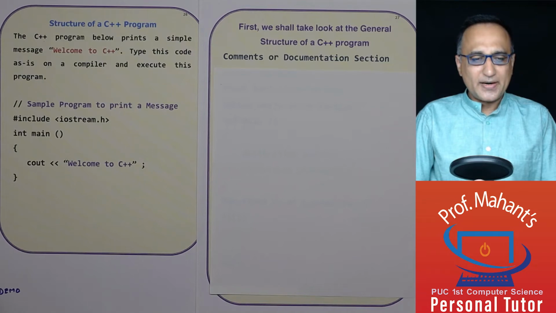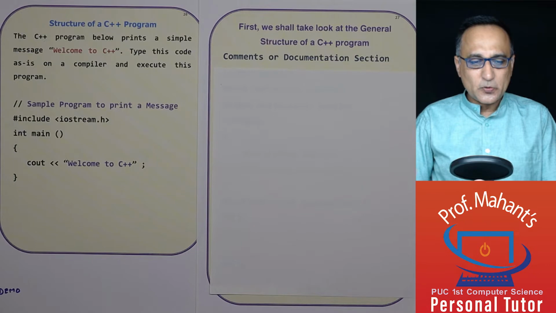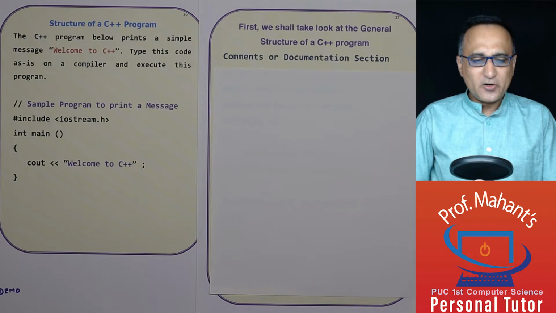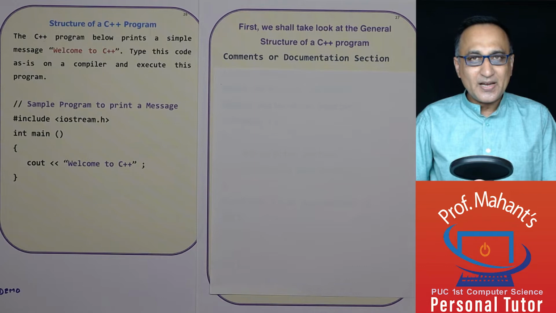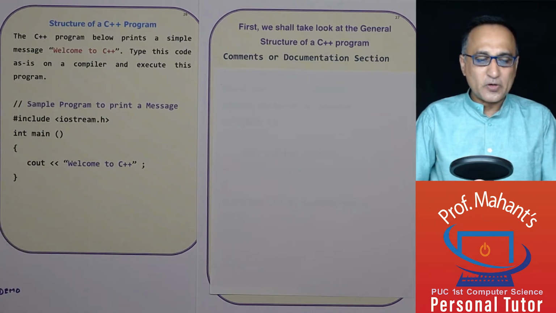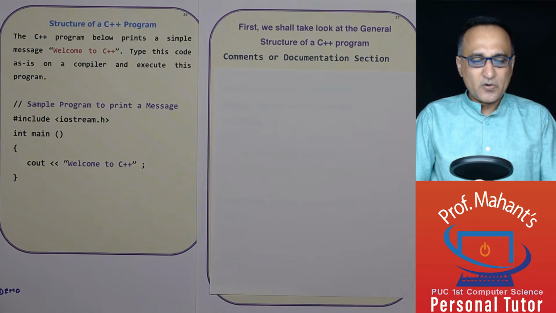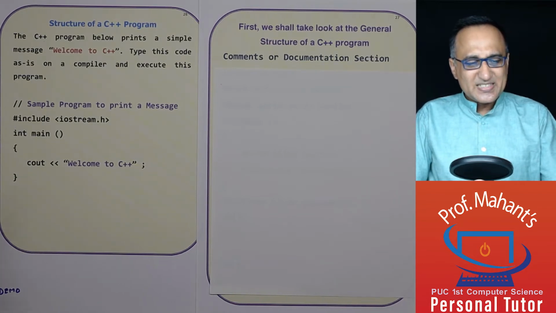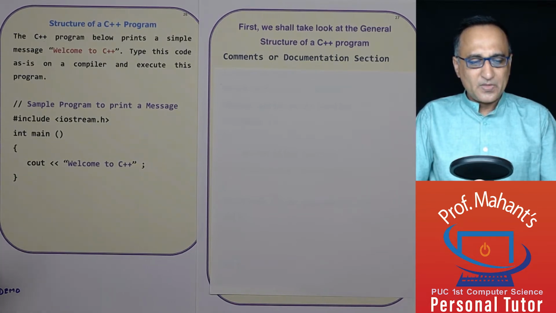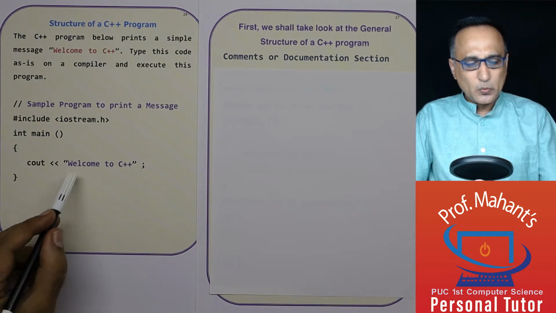We shall now take a look at the general structure of any C++ program that you are going to write. Those who have a PC at home, or even if you have a mobile device, you can go online, use an online GDB C++ compiler and type this particular program and execute it. All right. So this is a simple C++ program which shows you how to print a message, welcome to C++.